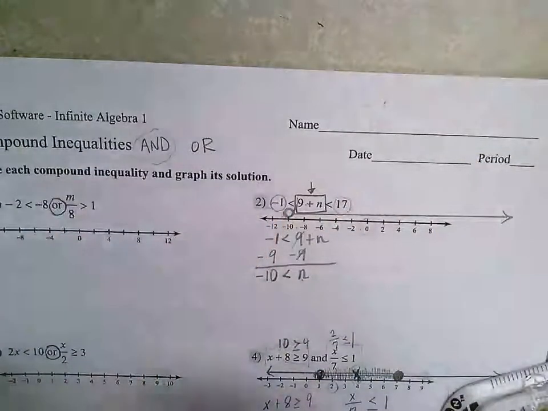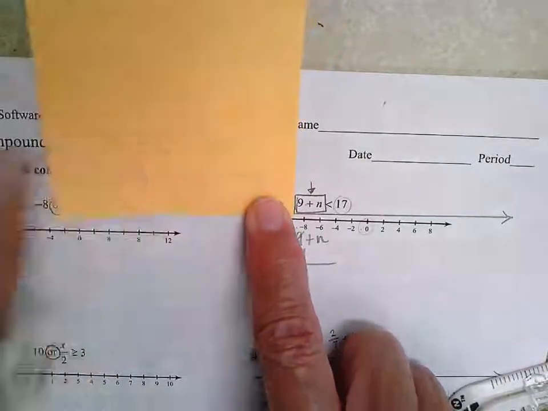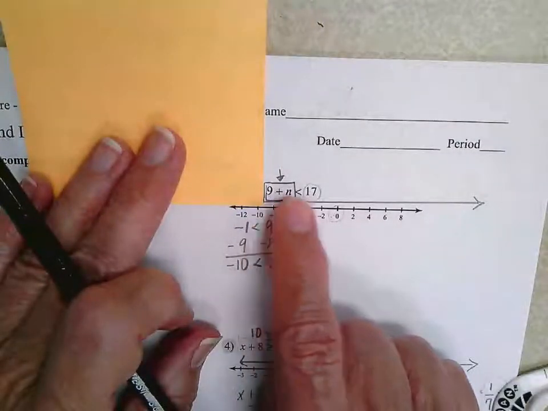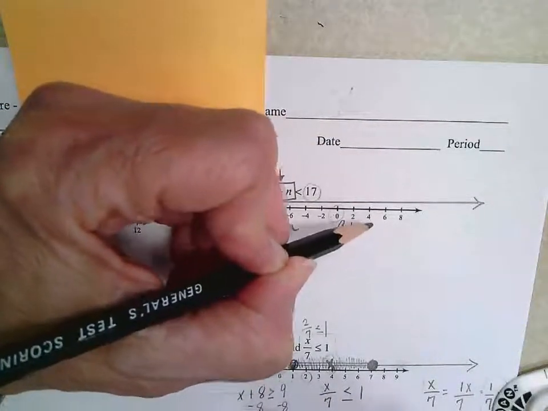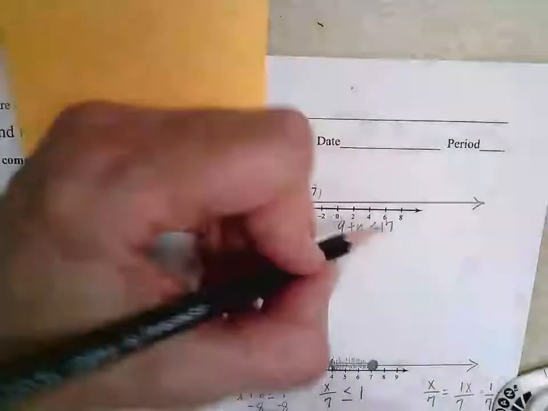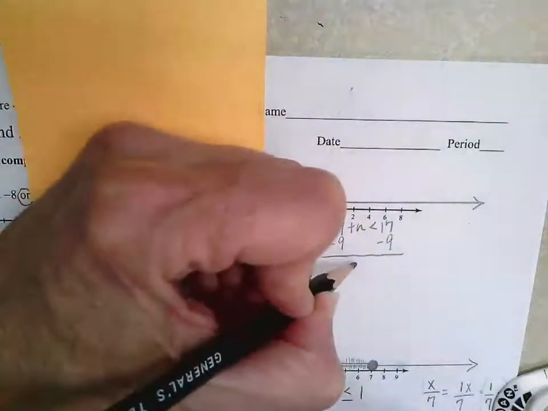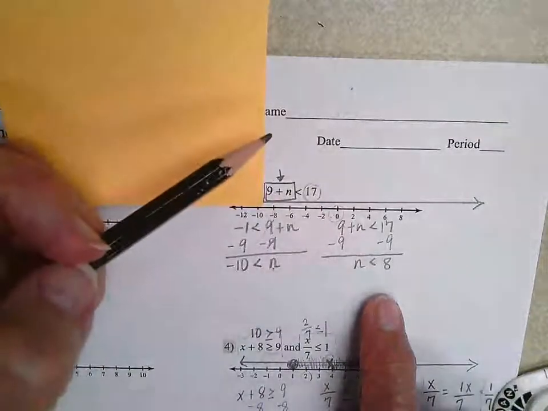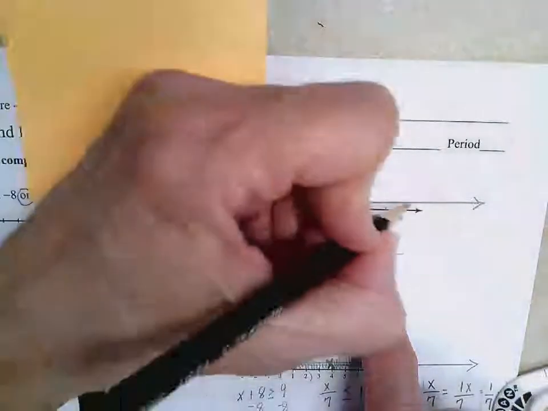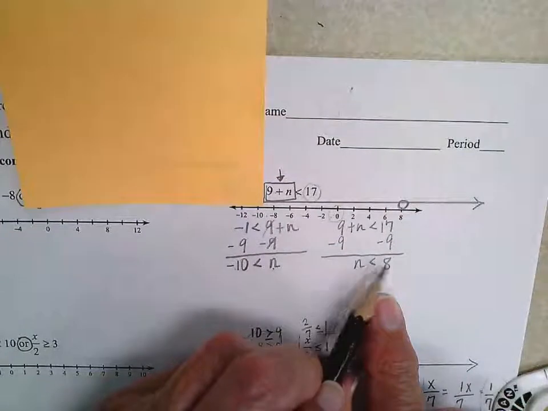So now what I'm going to do is everything to the left of that 9 I'm going to cover up, and now I'm going to solve this part. So I'm going to have 9 plus n is less than 17, subtract 9 from each side, n is less than 8. So I'm going to find 8. I have an open circle, double check myself there, and n has to be less than 8.